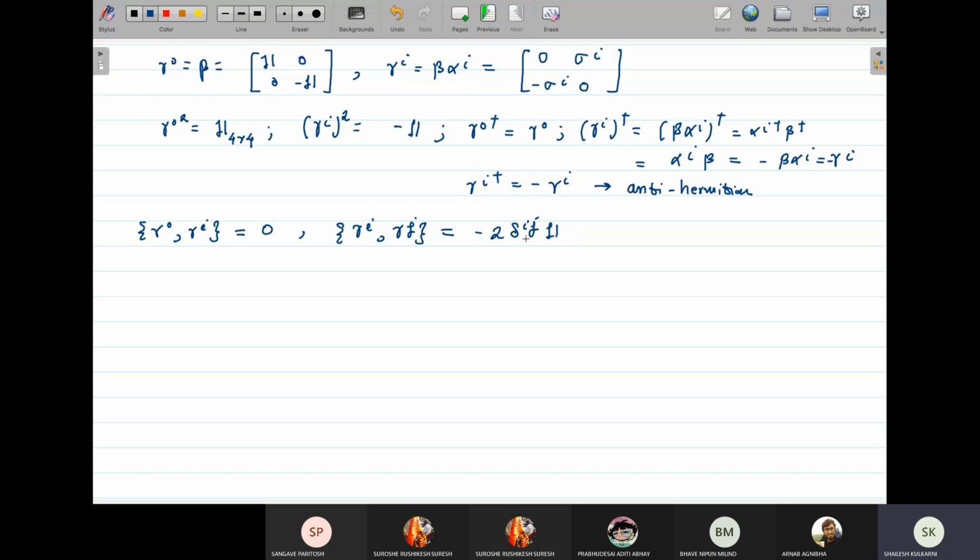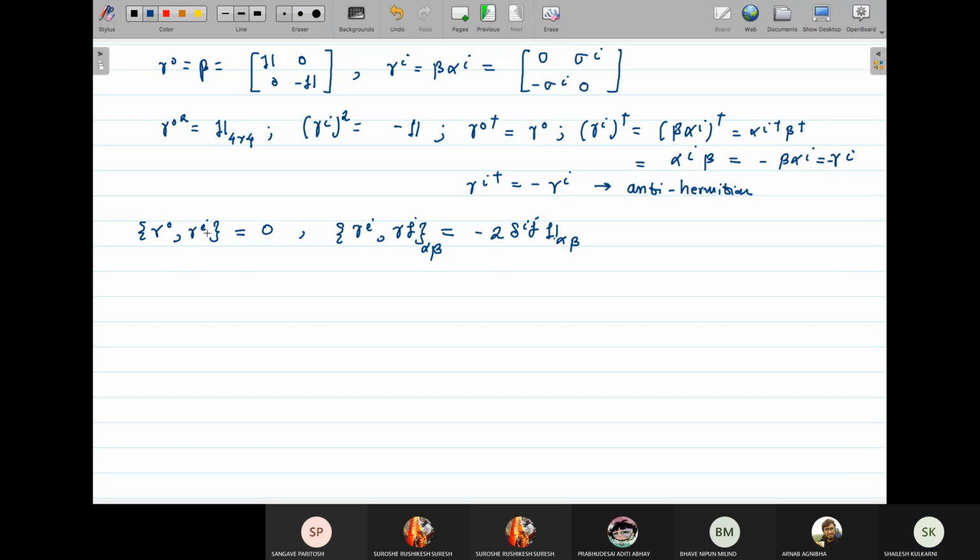You should not confuse between this and this. Delta ij, these are indices referring to the gamma matrices, but the gammas themselves are matrices. Clear? So the matrix nature of gamma is reflected in this identity, and the index nature of gamma is reflected in this Kronecker delta. Somebody might ask, what is the alpha beta element of this anti-commutator? Then that is delta times the alpha beta element of this identity.